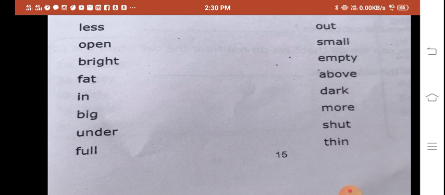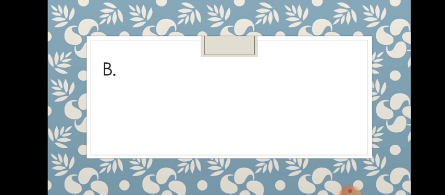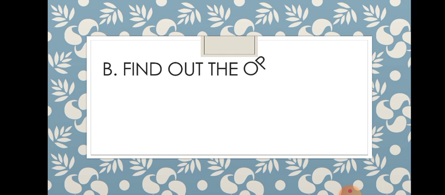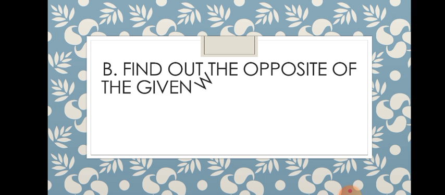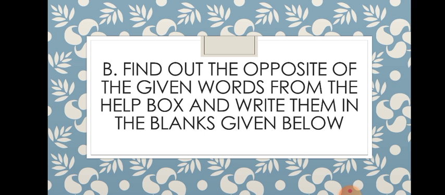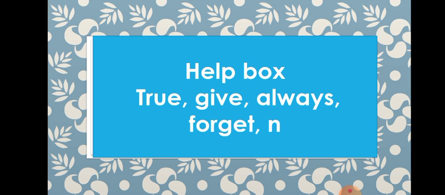Okay. Now let's move on to the second activity. What is the second activity? B1. See in your books and you have to do all the work in very neat and clean handwriting. Find out the opposite of the given words from the help box and write them in the blanks given below. You have to find the right words from the help box which is given in your books and then you have to write the correct answers. So the words in the help box are true, give, always, forget and no.